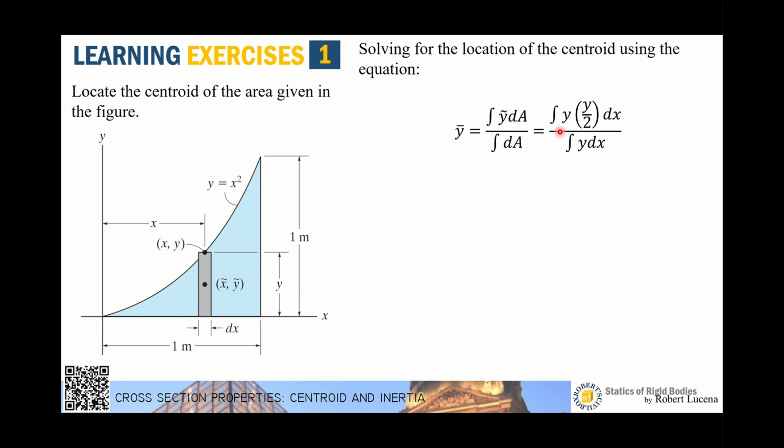And that is divided by the total area, or the integral of y dx. Again, y dx is the area of the differential rectangle. If you proceed with the integration, you will get the area bounded by the curve.